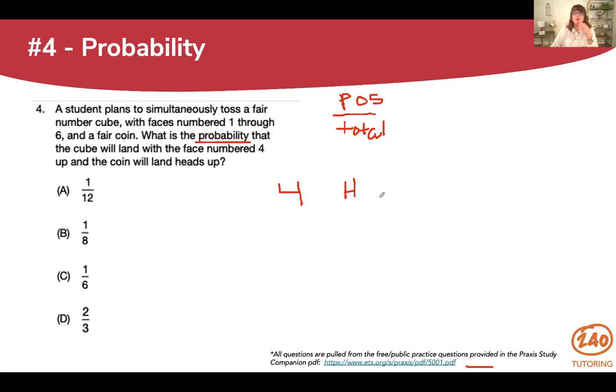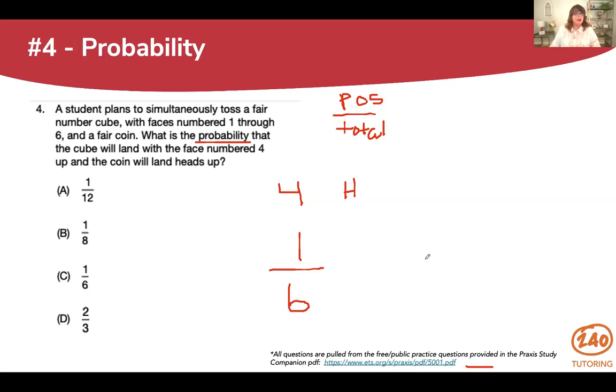So let's write these as fractions. If we think about a numbered cube numbered 1 through 6, how many 4s would be on that cube? There would be 1 number 4 on that cube. So there's only 1 4 that you could roll. And then out of how many possible outcomes? There are 6 total numbers. So there's a 1 out of 6 chance that I would roll a 4 on that number cube, right?